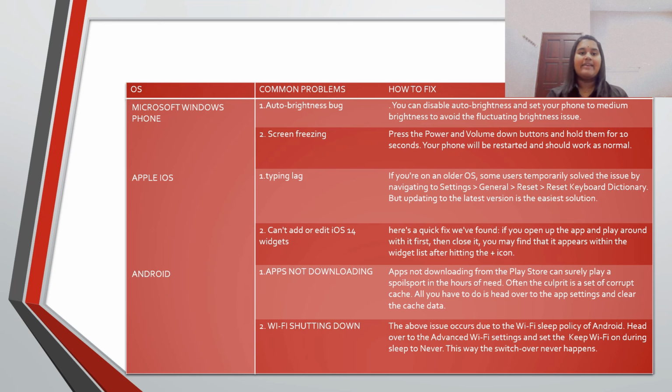The second OS is Apple iOS. The two common problems are, first, typing lag. If you are on an older OS, some users temporarily solved the issue by navigating to settings, general, reset the keyboard dictionary. But updating to the latest version is the easiest solution.